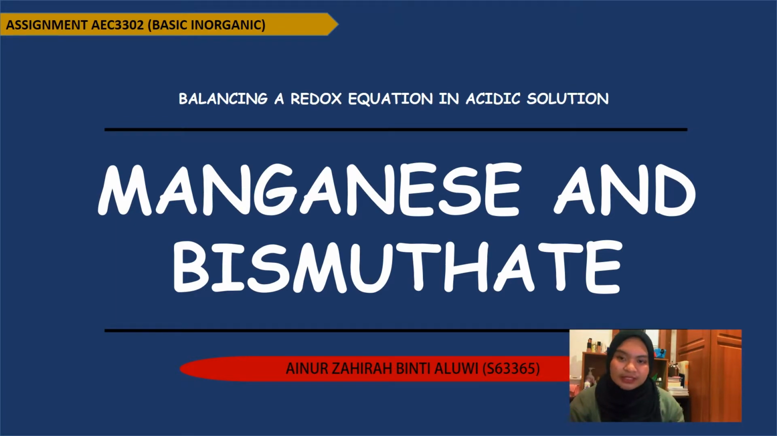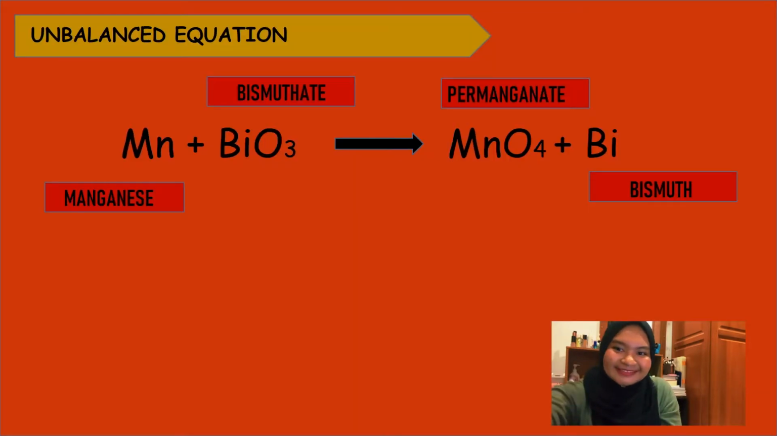Today I'm going to show you step by step how to balance a redox equation in acidic solution. The substances I chose are manganese and bismuthate. So without further ado, let's jump right in. First and foremost, you have to write the unbalanced equation. Right now we have manganese reacting with bismuthate to produce permanganate and bismuth.